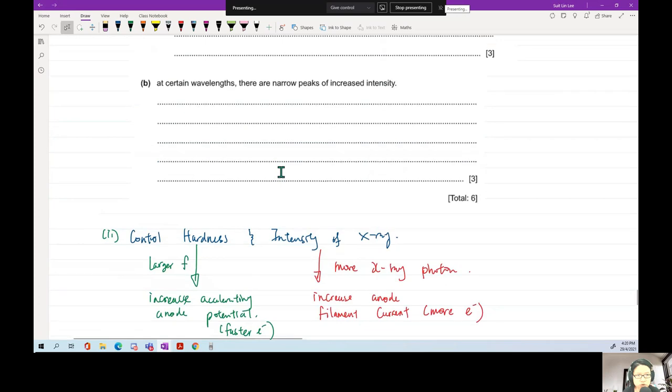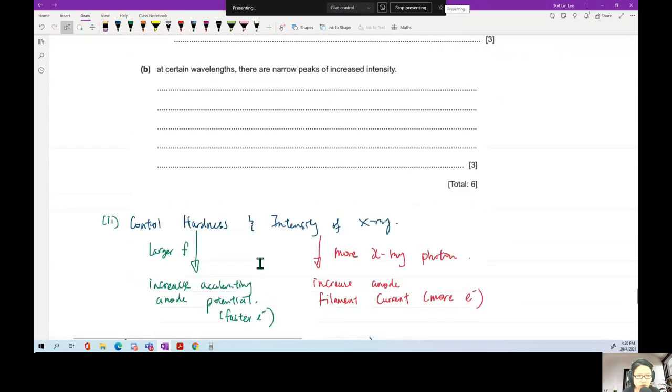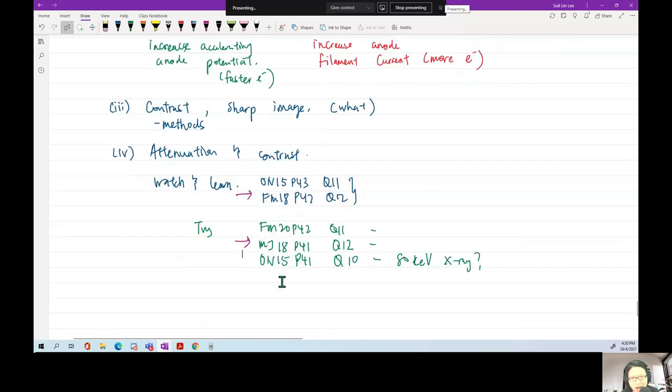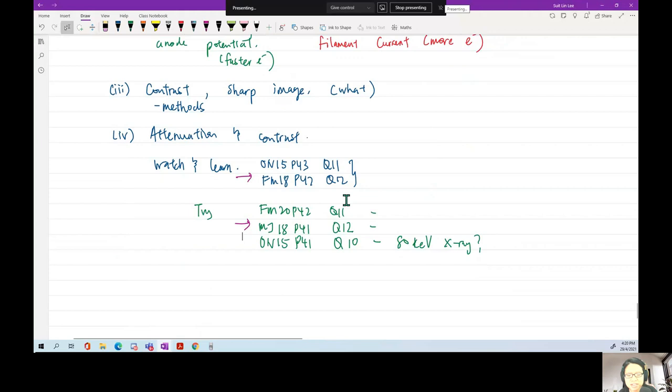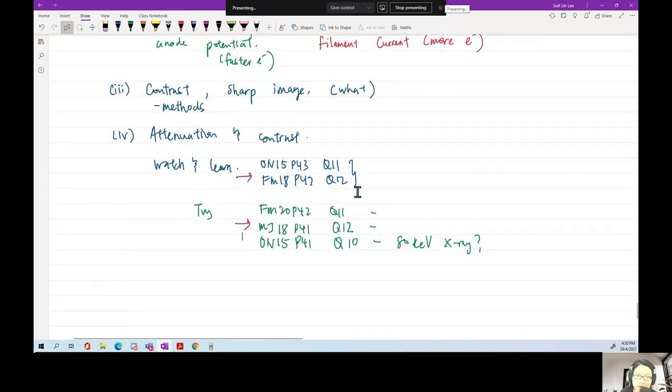Not much. If you know the properties of X-ray, and then you try this one, you're okay now. How to control hardness and intensity: this one, they like to ask, calculate for 6 marks, and by the way, comment on the contrast. By the way, the image is not sharp, what can we do? 1 mark, 2 marks. It's the by-the-way question. The bulk of it is calculation.